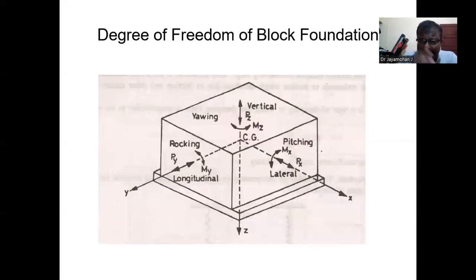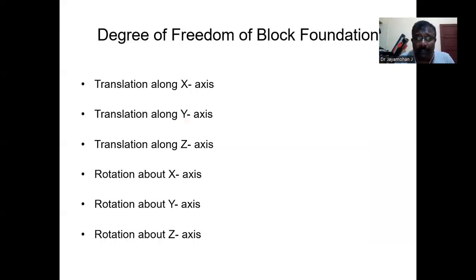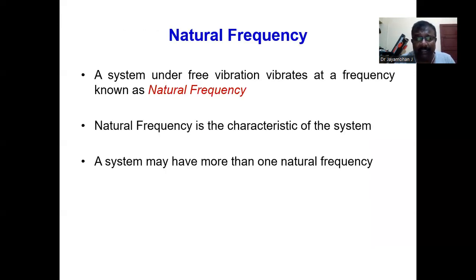Now, when we talk about a machine foundation, it is usually a 6 degree of freedom system. We have 3 axes, X, Y, and Z, and along each axis we have linear motion. Also, we have rotary motion. So these are the degrees of freedom of a block foundation: translation along X, Y, and Z axes, and also rotation about X, Y, and Z axes. So there are 6 degrees of freedom for a typical machine foundation.